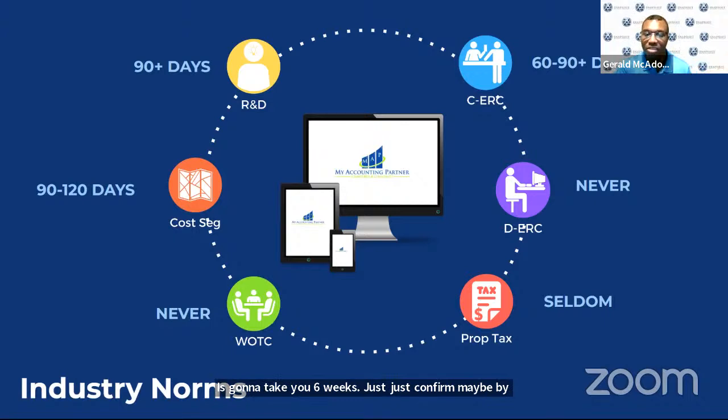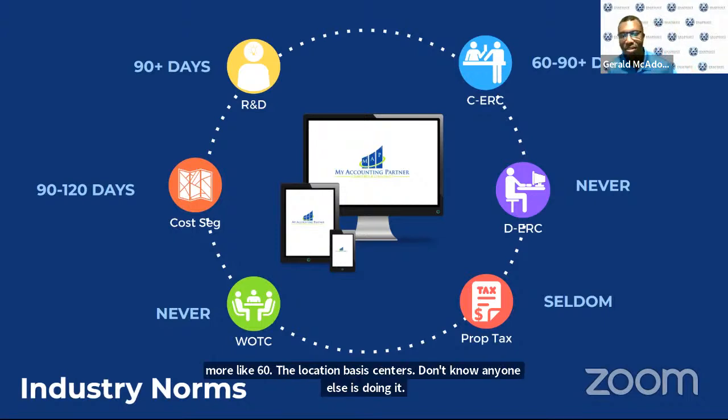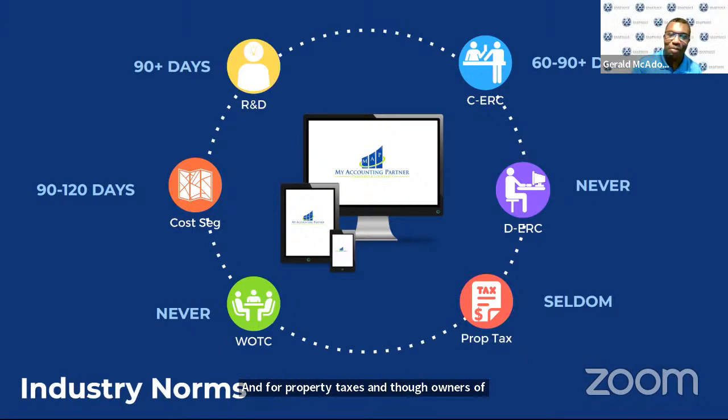For R&D, again, there are some good firms out there. You're looking at 90 days plus from what we're seeing and hearing. COVID ERC, 30 to 90 days, actually more like 60. The location-based incentives, I don't know anyone else who is doing it. And for property tax, owners have for years pounded the table that they're paying too much in property tax. They probably are. In many cases, they're right. It still isn't executed as often as you would believe.